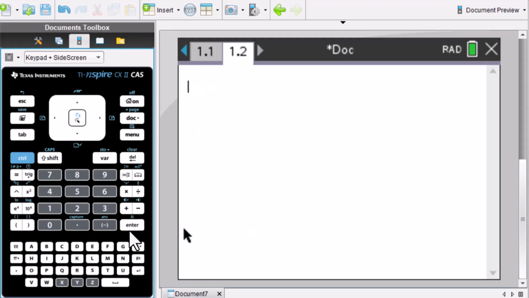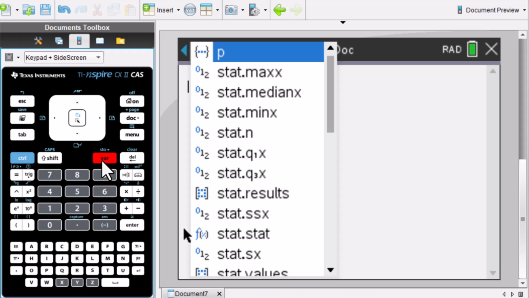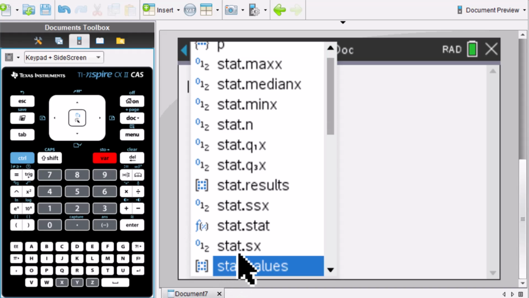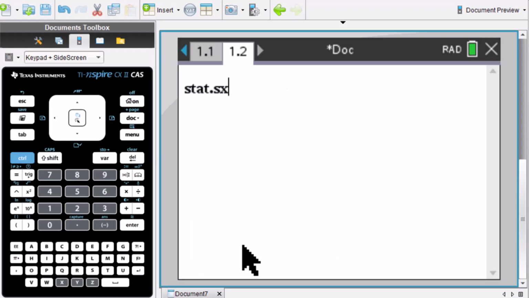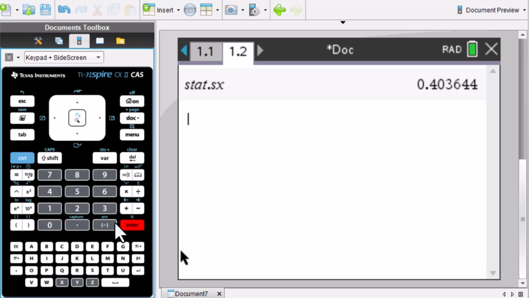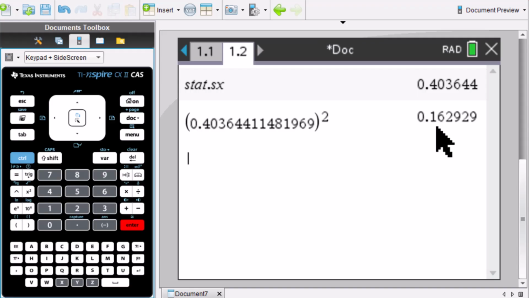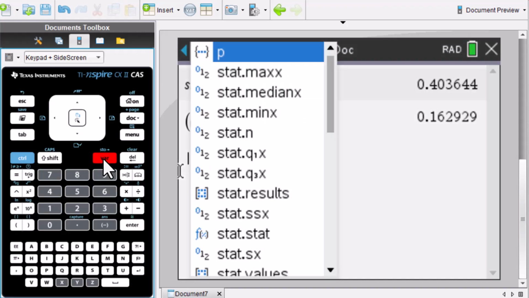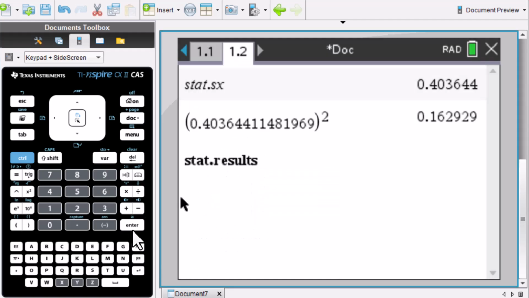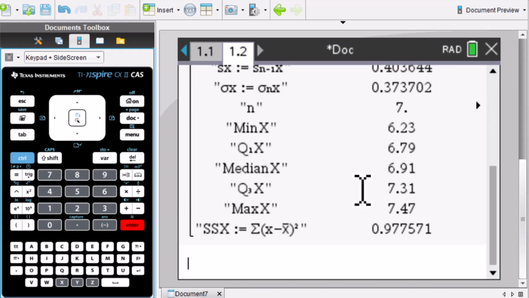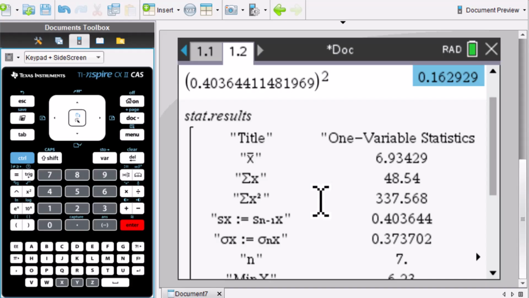Control doc. Let's add a page. Add calculator. Click on variables. Go to stat, s sub x. Enter. Then square. Enter. We can get a more accurate unbiased estimate of the population variance, 0.163. If you go to this variance, go to stat results, enter. You could see these results more clearly.